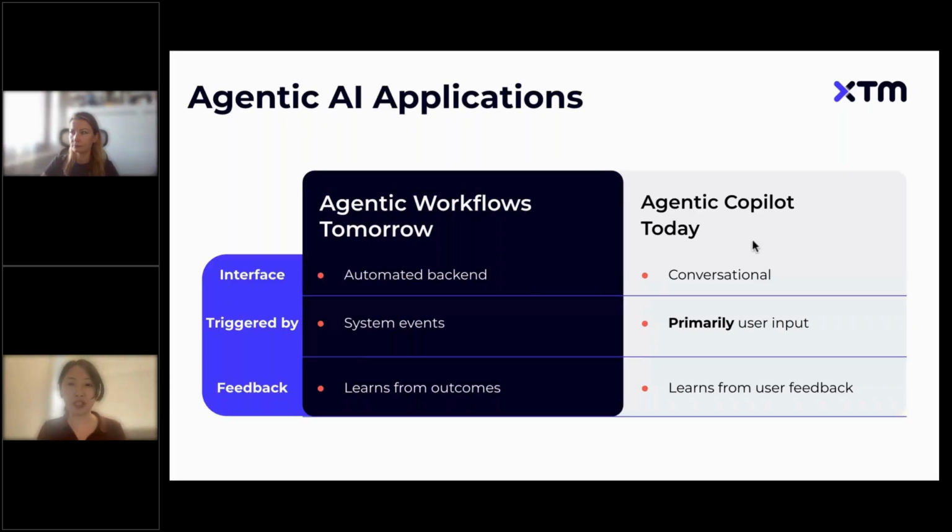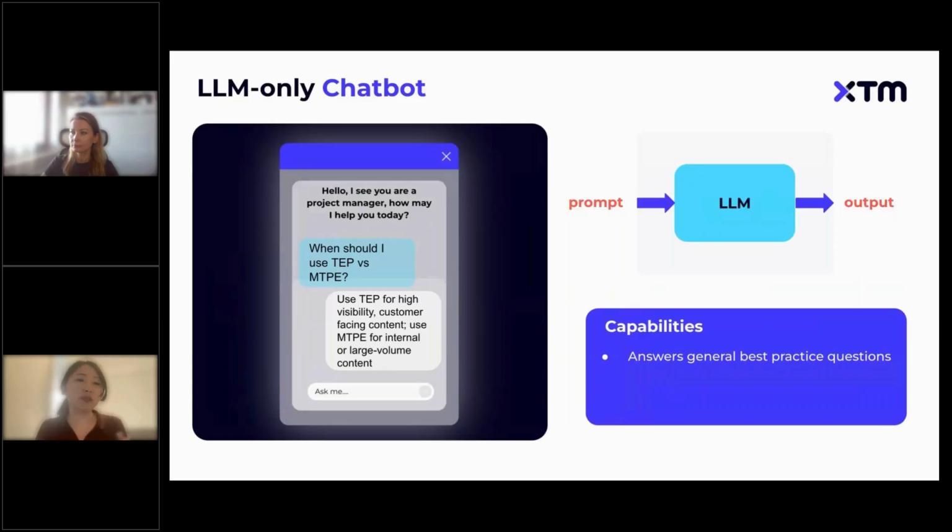There's a clear maturity model here when it comes to AI bots, and let's walk through it. The first one, you might be familiar with this, you use this all the time, is the LLM-only chatbot. It's a name that we have. I don't know, there might be a proper name for this. At the most basic level, this can answer general best practice questions, like when should I use TEP versus MTP, right? In this case, the response is based on general training data. Is it helpful? Yes, it is. But is it relevant to your workflow or to your current project? Does it really know all that? Not really.